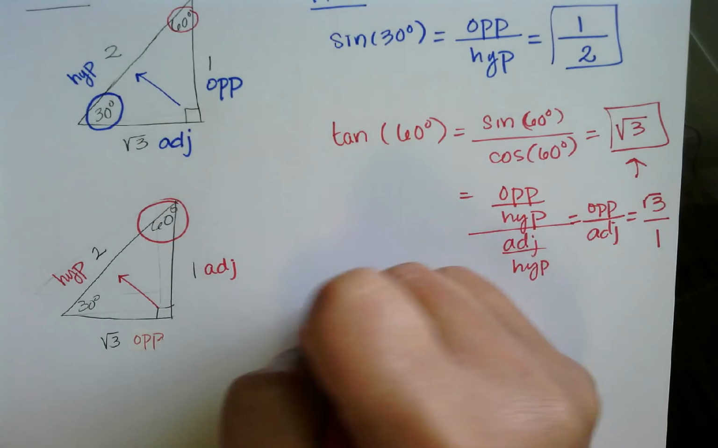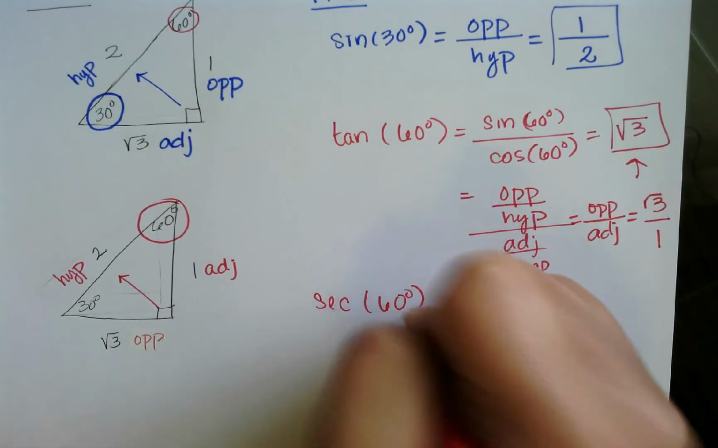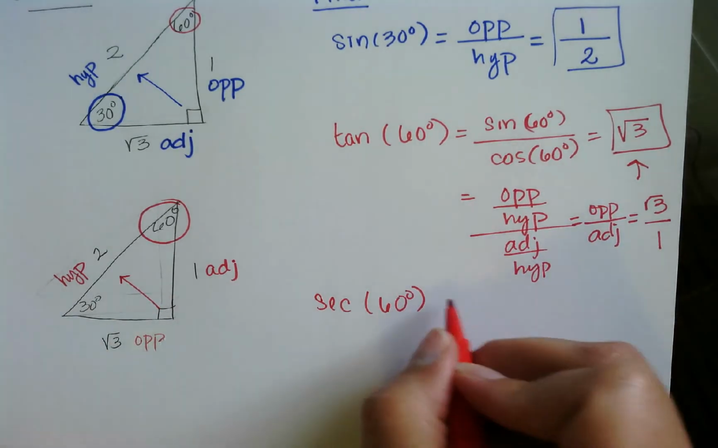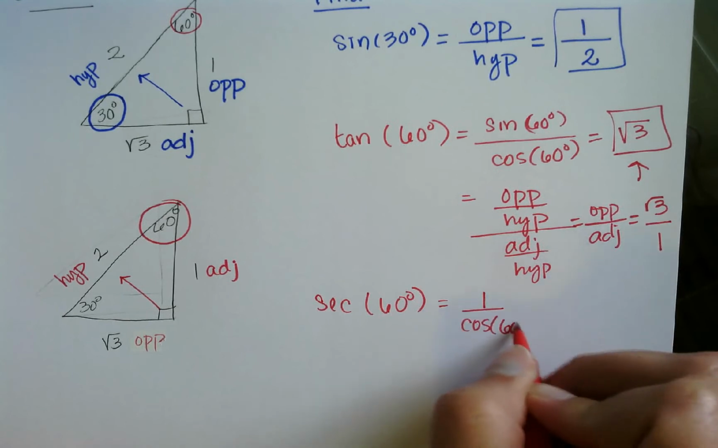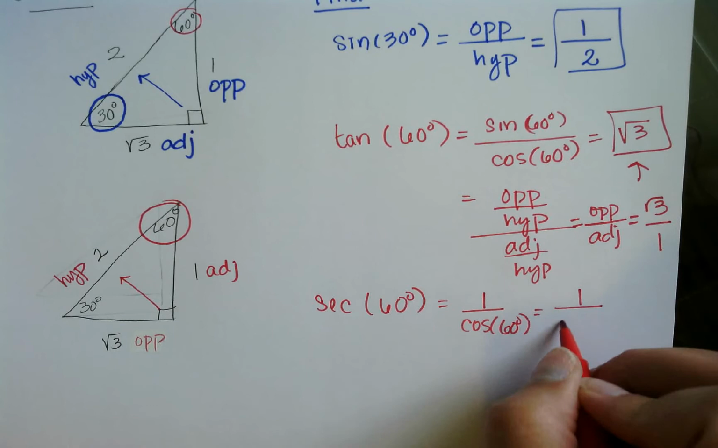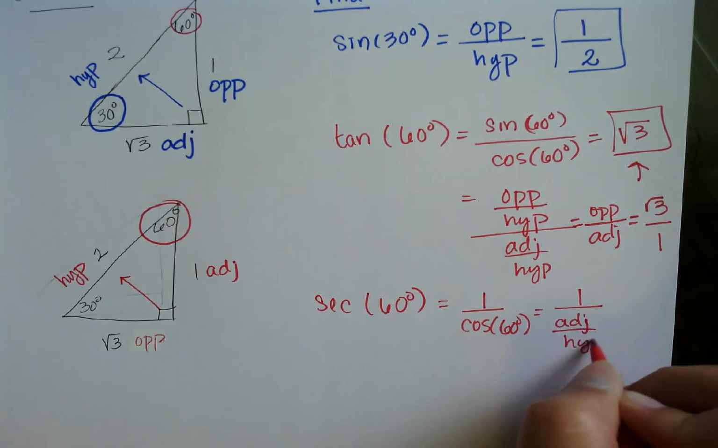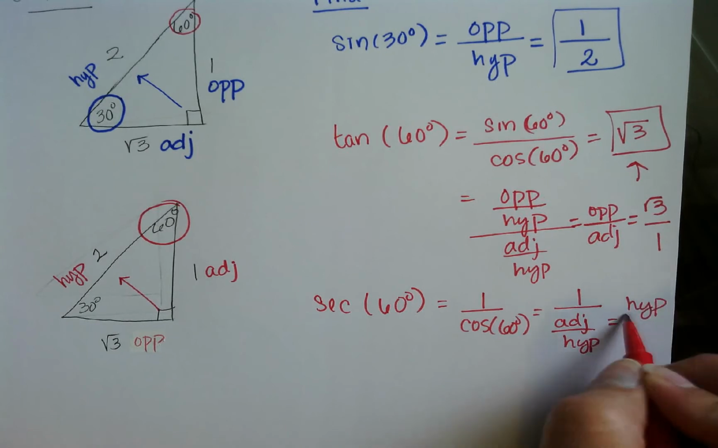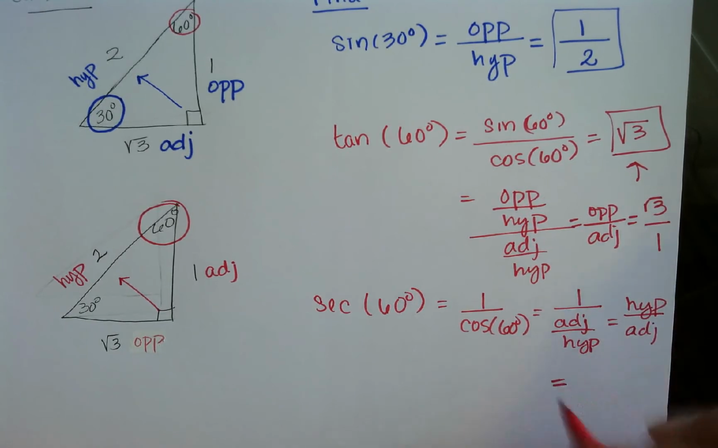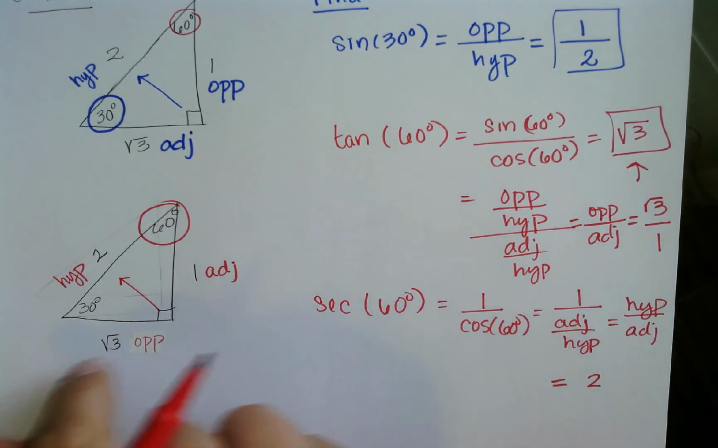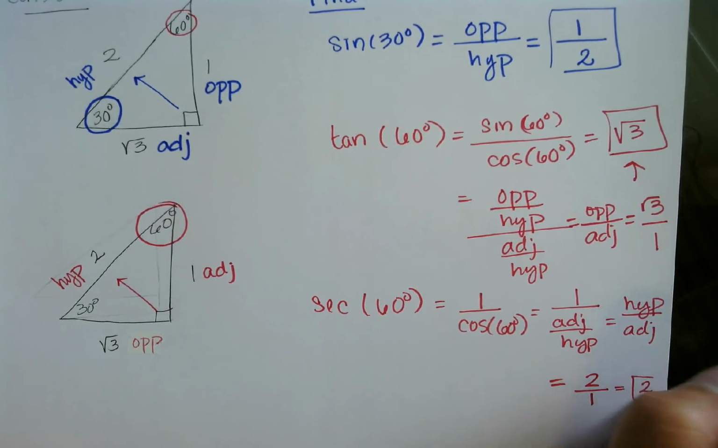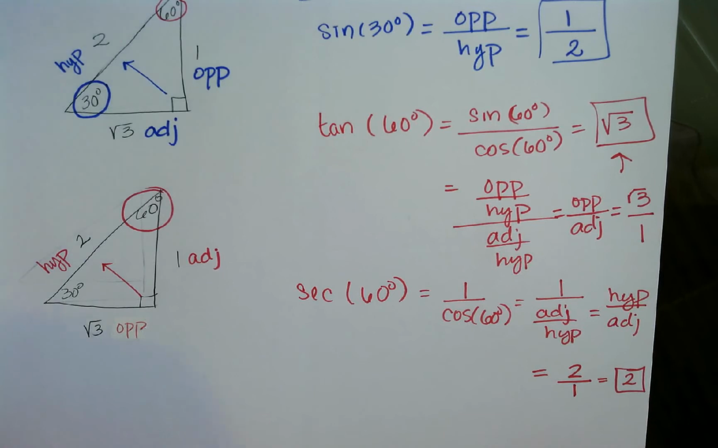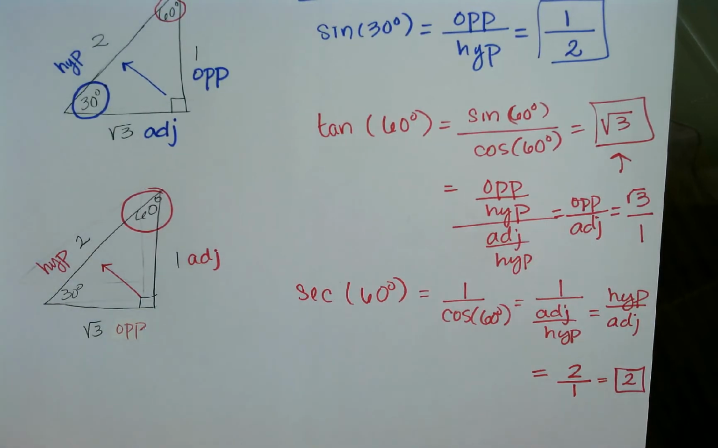plugging in. Okay. So what about secant of 60 degrees? So we're still on this red guy. So that secant is the flip of cosine. So that's 1 over cosine of 60 degrees. So that's 1 over adjacent over hypotenuse, which then turns into hypotenuse over adjacent. And that equals hypotenuse 2 over adjacent, which is 1 for us. And that equals 2. So there's secant of 60 degrees. Okay, so it's all about labeling your triangle according to your angle.